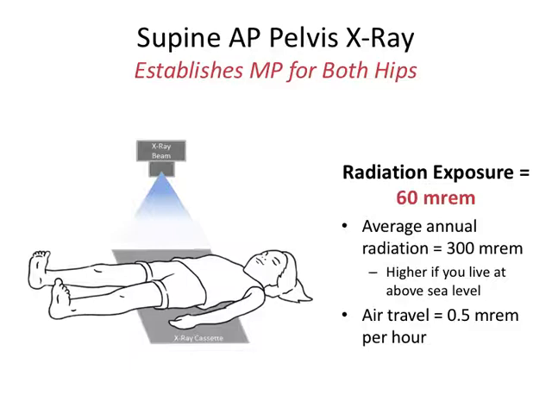The radiation exposure is 60 milligrams, and in most facilities that frequently treat children, it'll probably be even lower than that because the radiosensitive areas are shielded and the radiation dose is brought even further down. To put that into perspective for you and the families that you interact with, the average annual radiation exposure for you here in Orange County is about 300 milligrams.